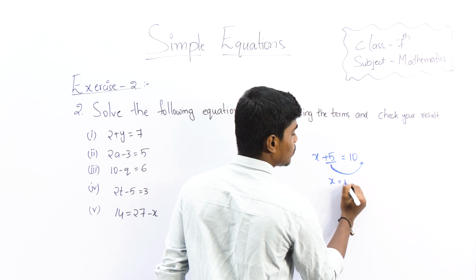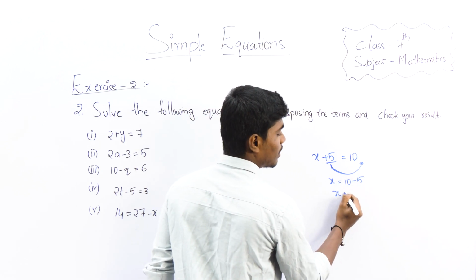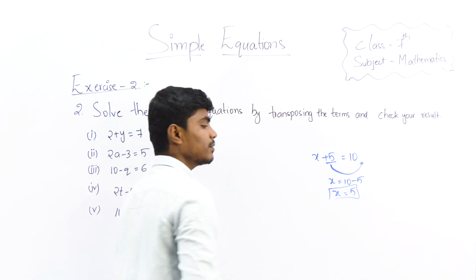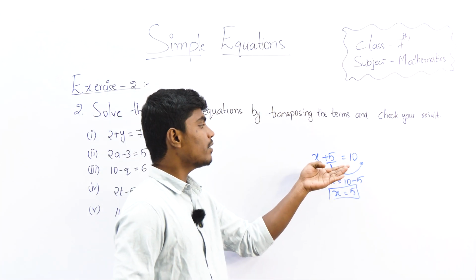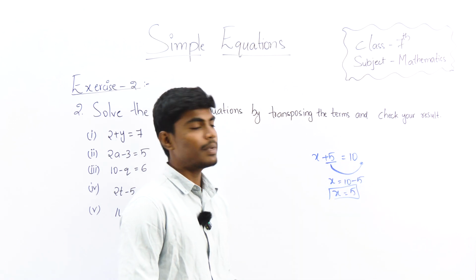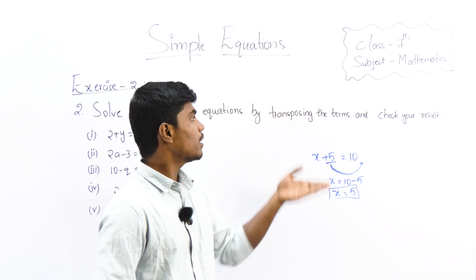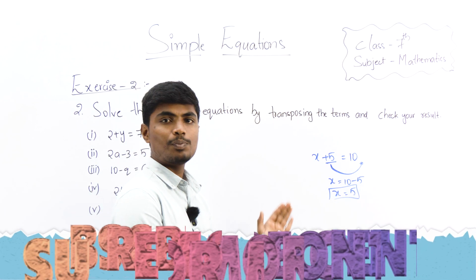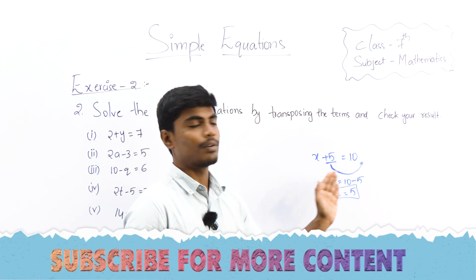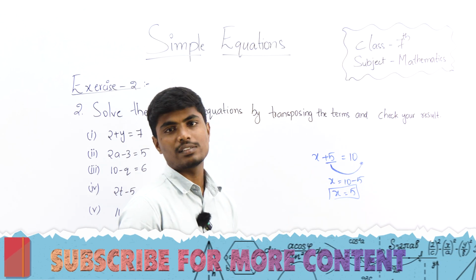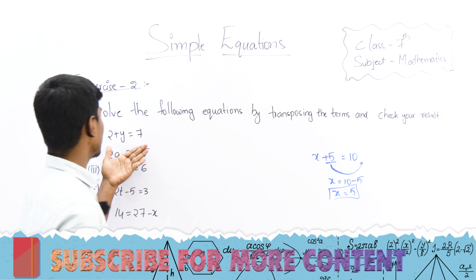So x equals 10 minus 5. X equals 10 minus 5, which is 5. See, the value of x is 5. What did we do here? We moved 5 from the left hand side to the right hand side, which means we have transposed the 5. We have to solve the equations by transposing the terms, moving the terms from one side to the other, whether it is from left hand to right hand side or right hand to left hand side. So let's go for the first problem.